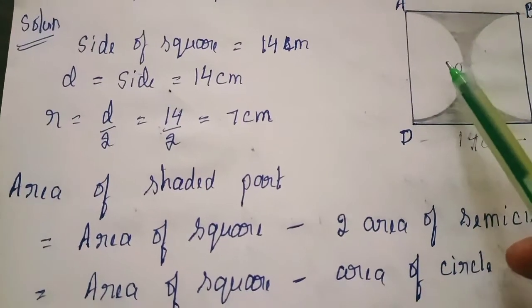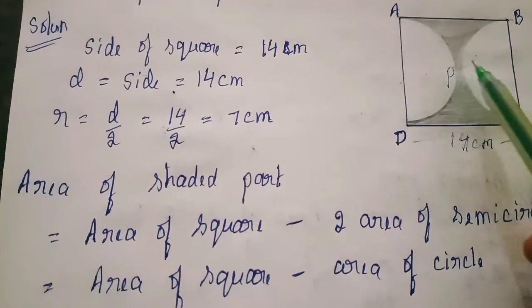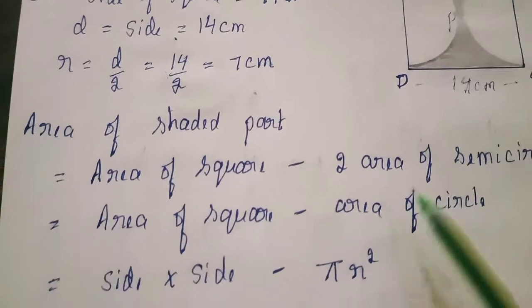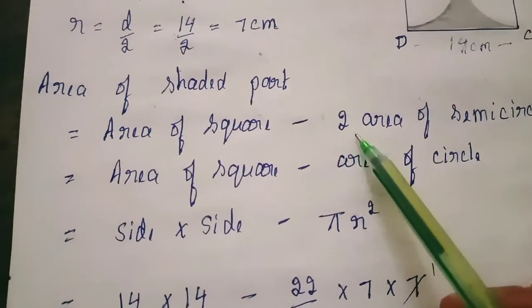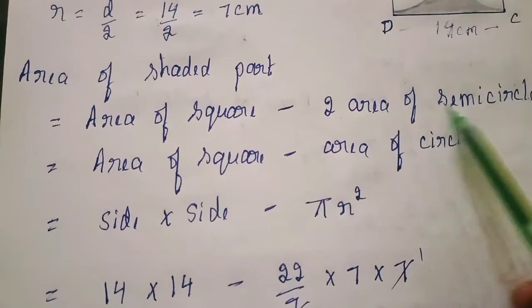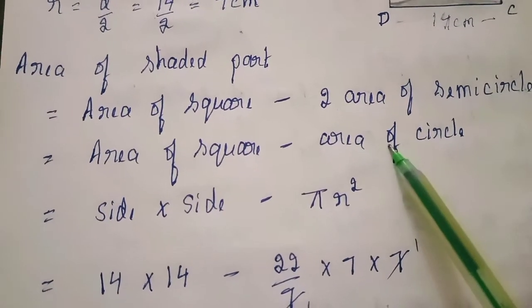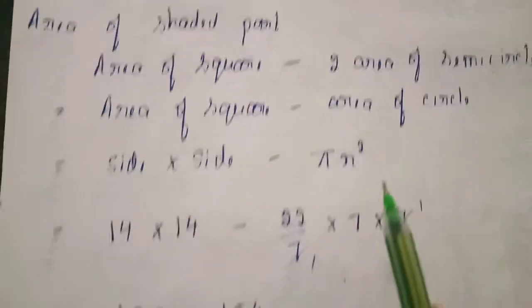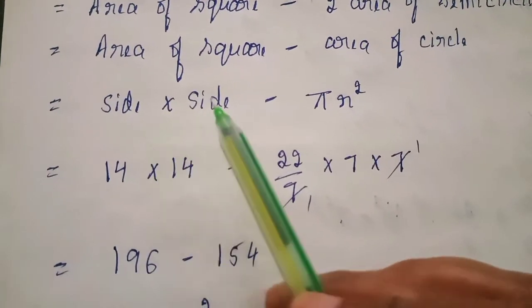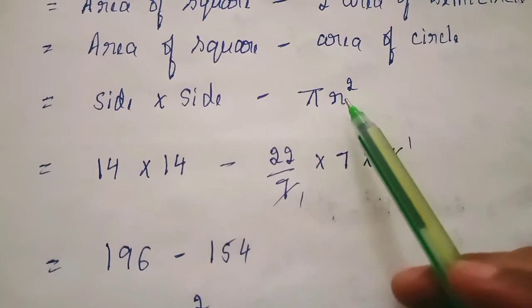As you know, when you combine two semicircles, it becomes a circle. So instead of writing 2 into pi r square by 2, in the next step better make these 2 semicircles as one circle. So area of square minus area of one circle. So what is the area of square? Side into side minus pi r square.